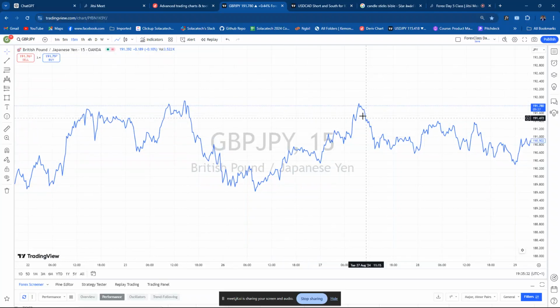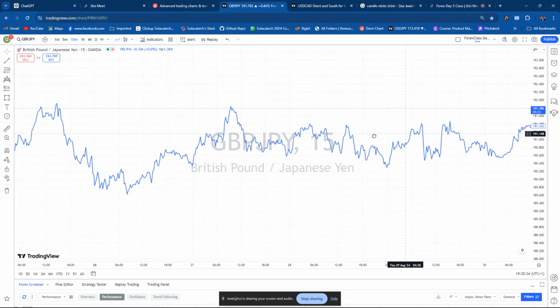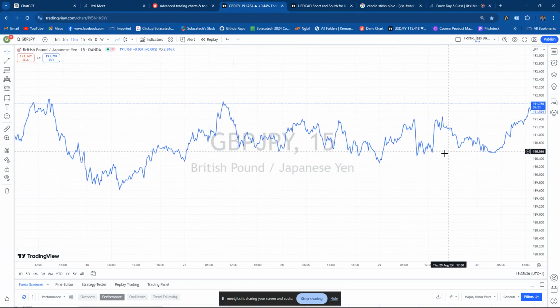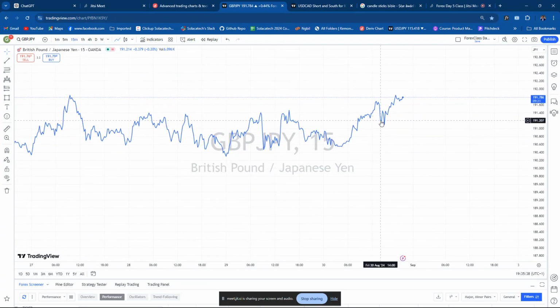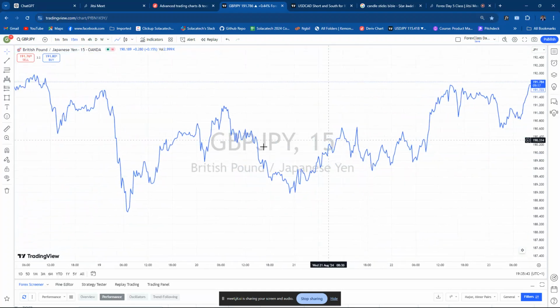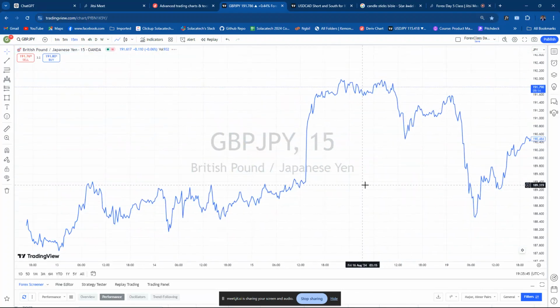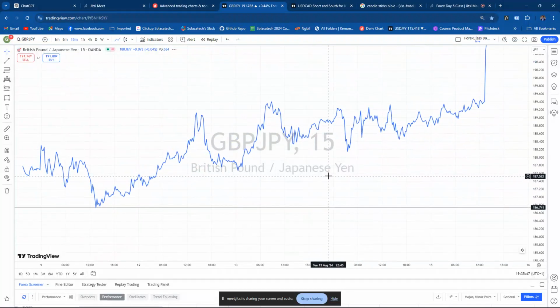Let's look for another occurrence. This one is not too clean. So if I were the one, I would not go in. This one: left, left, left. However you find it, you can backtest as many as possible. This is it: left, head, right.